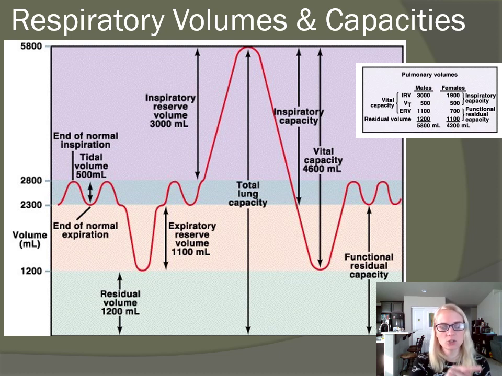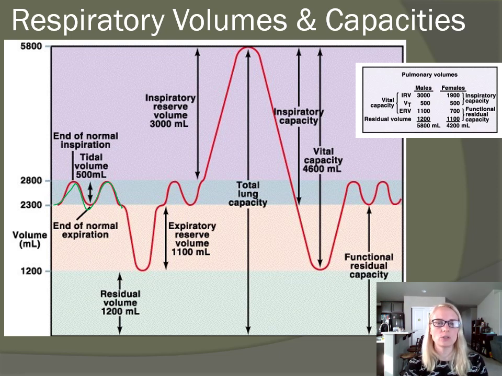So here is just a tracing. If you were to have a spirometer, you basically put this apparatus in your mouth and you just breathe with these different patterns, and it's able to measure the amount of airflow that's going into and out of your respiratory tract. So here is that tidal volume, right? Inhale, exhale, inhale, exhale. That's 500 mils. That's an average tidal volume.